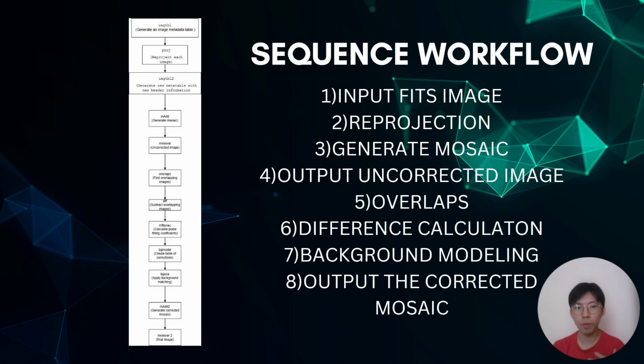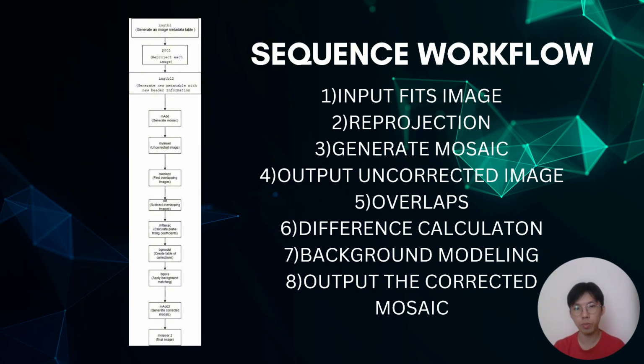So now let's talk about our sequence workflow. The first step is the input of the fixed image, because as you can see, the first command is the image table. We need a meta table to let us store our input first so that we can continue to the next process. The next process is the reprojection. At this point the images will be reprojected one by one, based on our coordinate system.